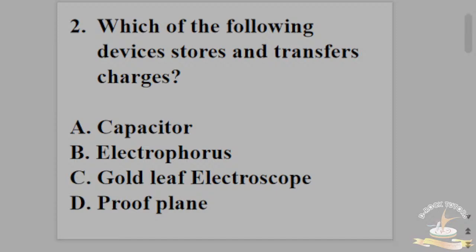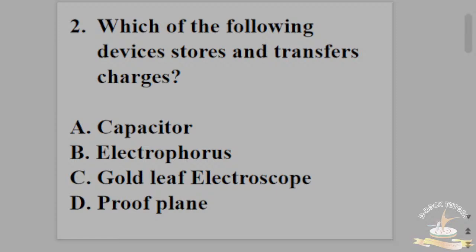Is it a positive charge? Is it a negative charge? Not only that, a gold leaf electroscope can be used to determine the amount of charge on an object. Is it carrying a high quantity of charge or a small amount of charge? And the fourth one, a gold leaf electroscope can also be used to distinguish between conductors and insulators.